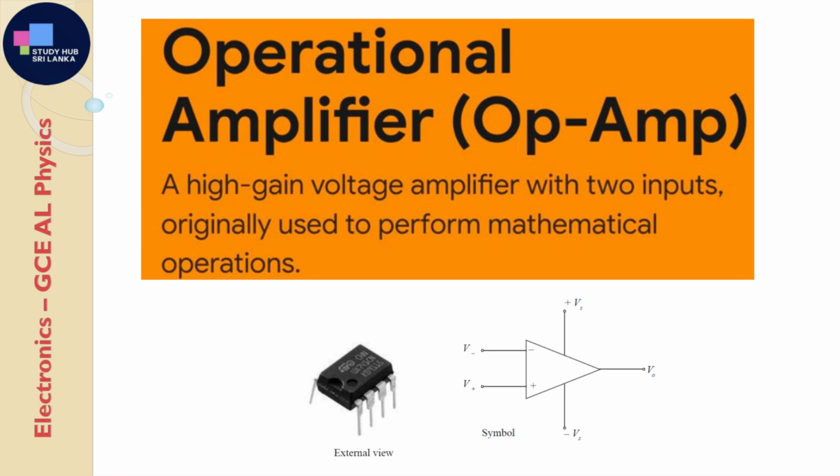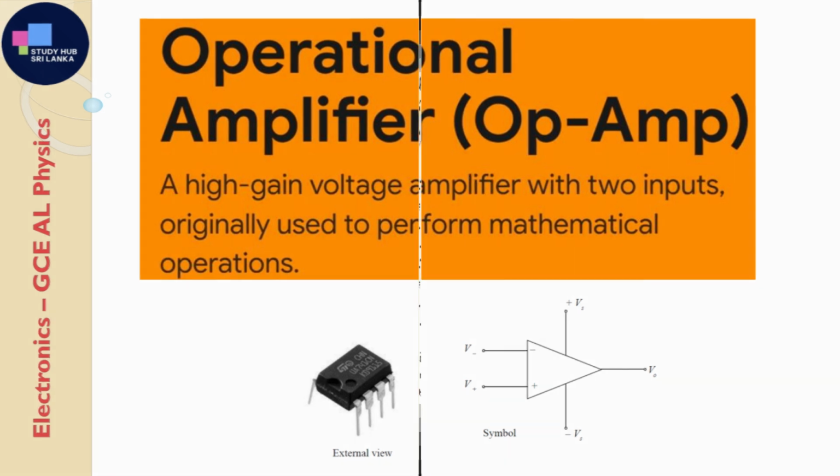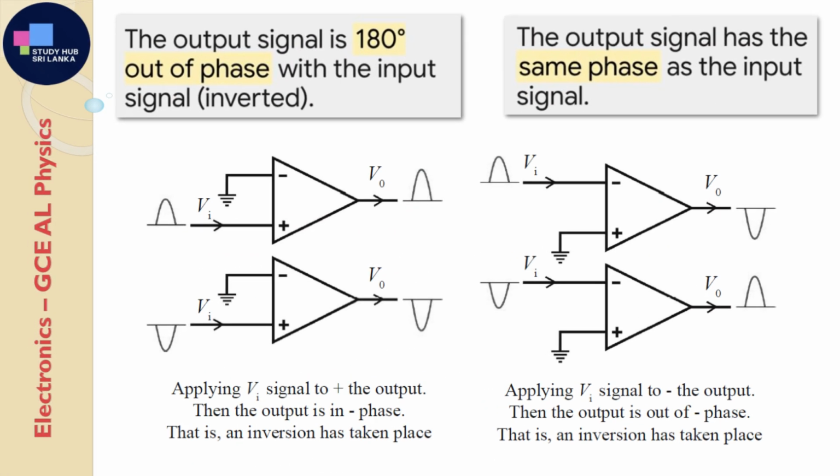Now, those 2 inputs are everything. You'll see one marked with a minus sign. That's the inverting input. If you put a signal in here, the output signal gets flipped completely upside down. It's 180 degrees out of phase. The other input with the plus sign is the non-inverting input. A signal here gets amplified, but it stays right side up in the same phase. This simple difference is what makes the op-amp so incredibly versatile.